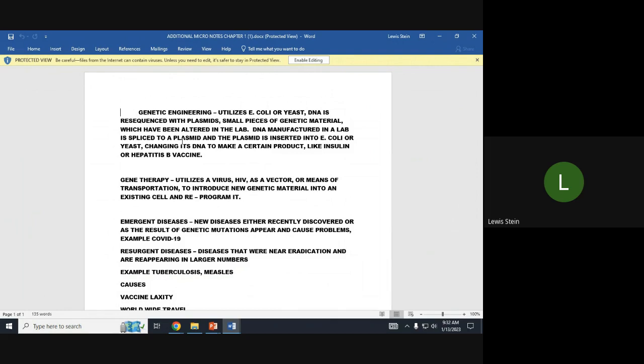Okay, so we utilize both E. coli, which we have a lot of, and the E. coli we use is a very, very special strain that's not harmful but genetically very malleable. We can play with it genetically. DNA is resequenced with plasmids.